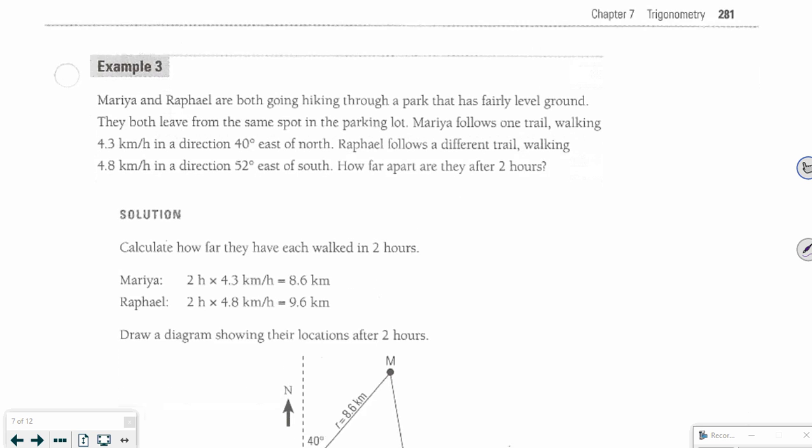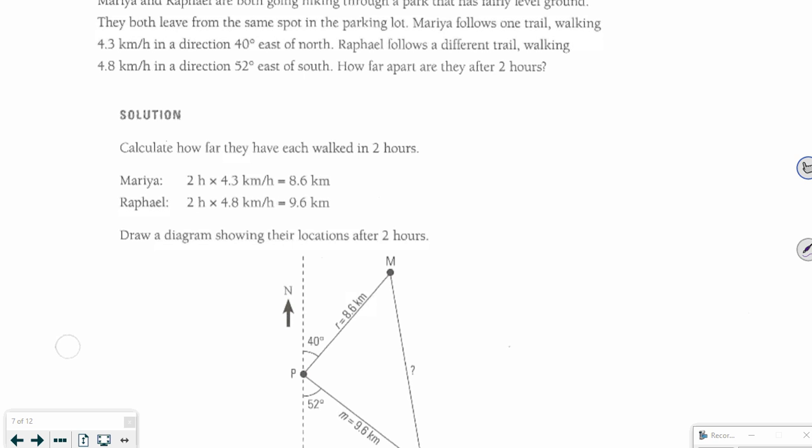So the first thing you have to figure out is how far they've actually walked in their 2 hours. When you look at what Mariah did, she was walking 4.3 kilometers per hour, and she did that for 2 hours. So you take those two numbers, you multiply them together. What that does is it cancels out the hours on top and the hours on the bottom, and just leaves you with kilometers. So 4.3 kilometers per hour times 2 hours means she's going to walk 8.6 kilometers in total. Same thing for Raphael. He's walking 4.8 kilometers per hour for 2 hours. So 4.8 times 2 gives you 9.6 kilometers.